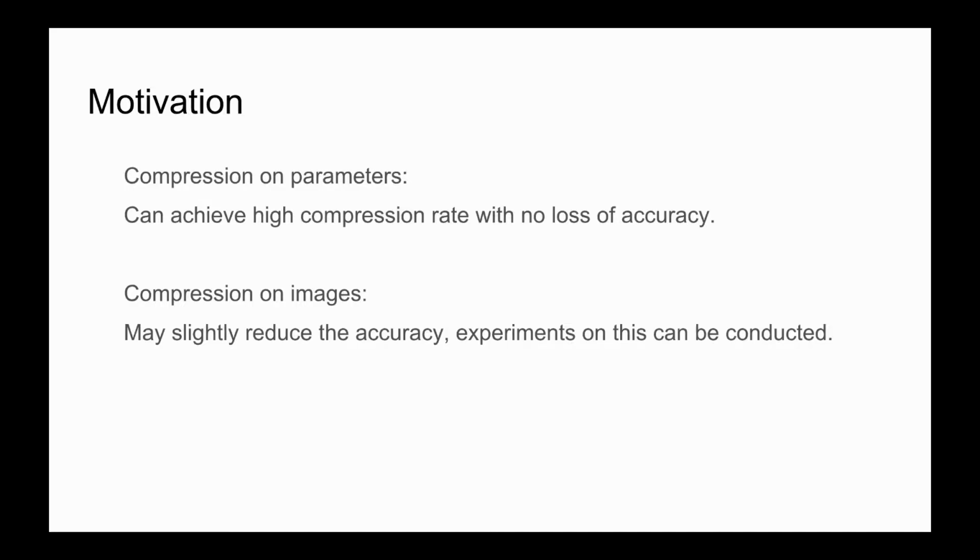We can also tell that by compressing the parameters, we can achieve a high compression rate with no loss of accuracy. And if we do compression on images, the accuracy might reduce slightly, but we can still conduct experiments to look at the trade-off between them.